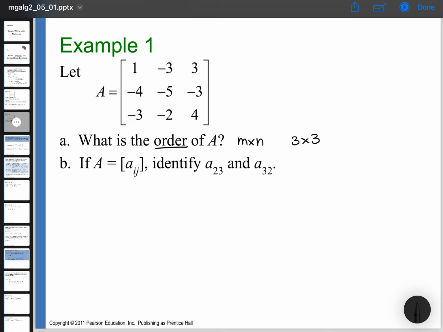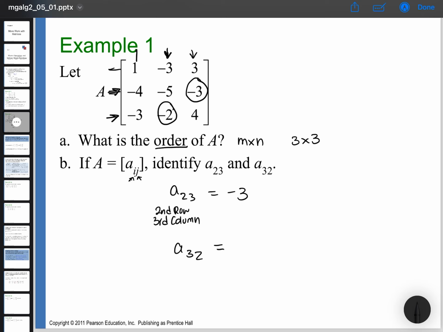Then they're going to say, okay, if A is represented with all these different elements of i rows and j columns, identify a_23 and a_32. So a_23 would be second row, third column. Let's trace it out. Second row would be 1, 2. Third column would be 1, 2, 3. Second row, third column, boom, -3. So a_23 is -3. a_32, now we're looking at the 1, 2, third row, and then 1, 2, second column. That would be this number right here, or -2.